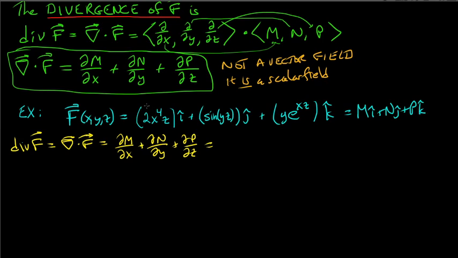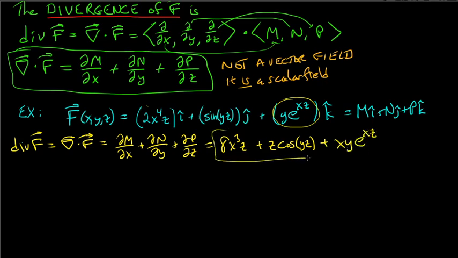All right, so this is our m. If we take the derivative of this with respect to x, we get 8 times x cubed times z, z being a constant. Plus, the derivative of this with respect to y will be z times the cosine of yz. Plus, the derivative of this with respect to z will be xy times e to the xz. And there you go. This is a function of x, y, and z.